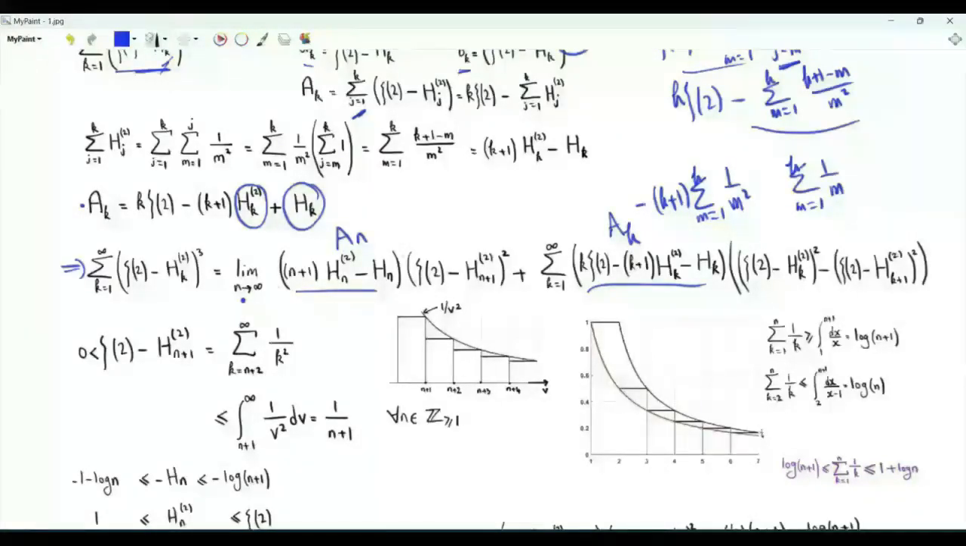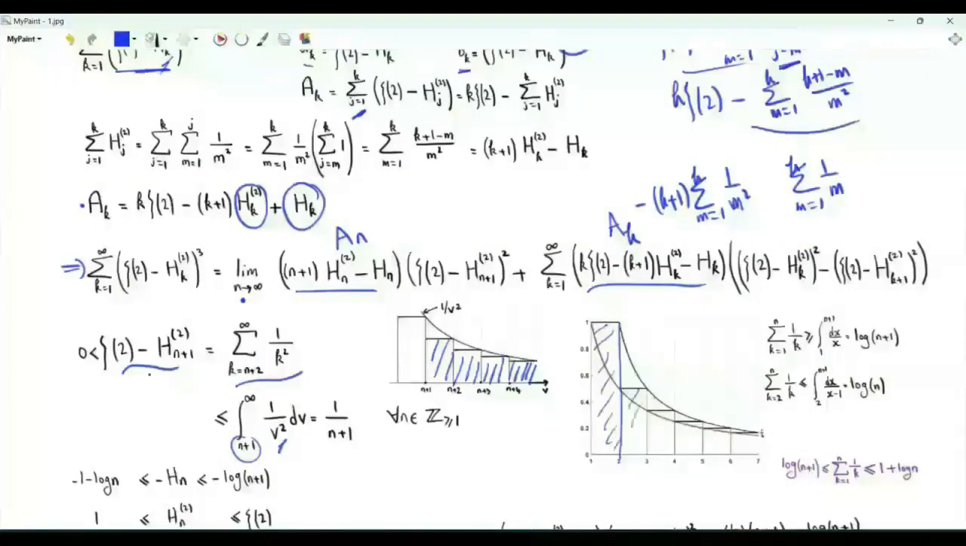In our case here, this limit is 0. This difference is strictly positive. It is equal to this area, which is upper bounded by the integral over v from n plus 1 to infinity of 1 over v squared. This positive difference is upper bounded by 1 over n plus 1.